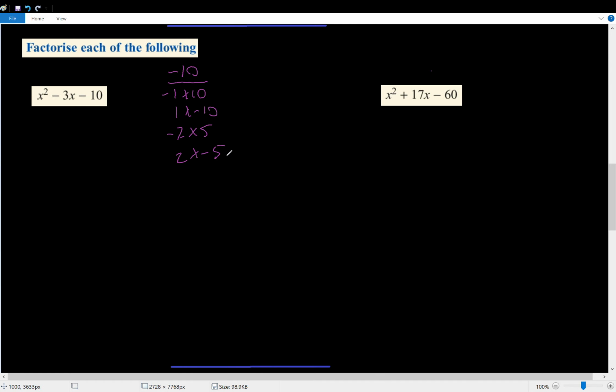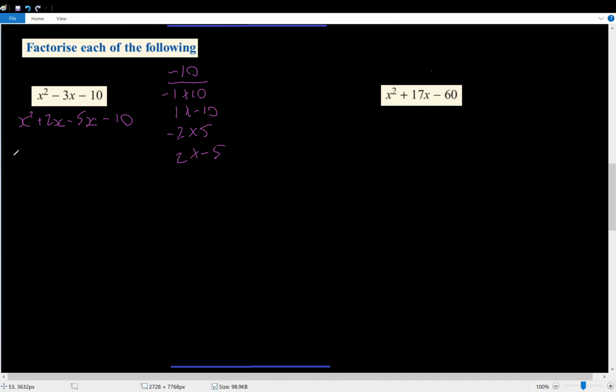And the way we choose which ones we want is we need a pair of them that are going to sum to minus 3. Well, minus 1 plus 10 is going to give us 9, and 1 minus 10 will give us minus 9. Minus 2 plus 5 will give us 3, and 2 minus 5 will give us minus 3. So we're going to use that. So when we split this up, we're going to have x squared plus 2x minus 5x minus 10, like that. As you can see, 2x minus 5x will give us minus 3x. So again, we haven't changed the value of the expression.